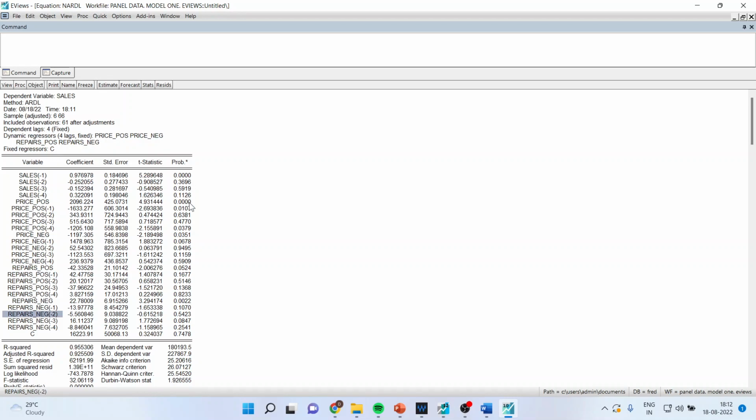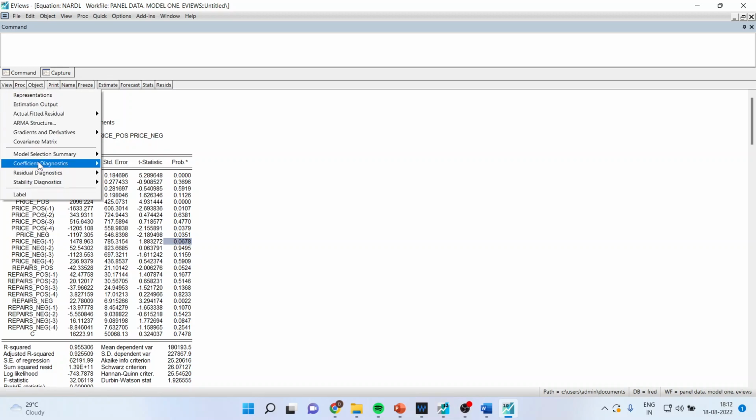Now you will have to see the p values of this. You can see here price positive, 1 period lag. Its p value is less than 0.05 and therefore it is significant. That is minus 1633. But if we talk about price negative, 1 period lag, it is insignificant. And therefore, it seems that there is a presence of asymmetry. So we will have to further confirm this by running the coefficient diagnostics test.